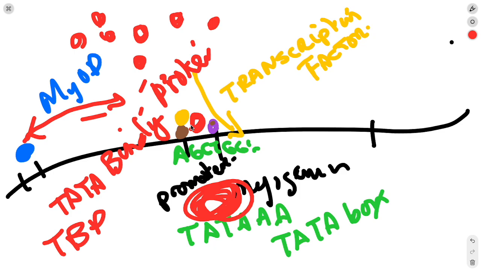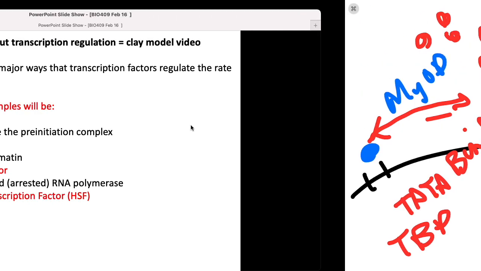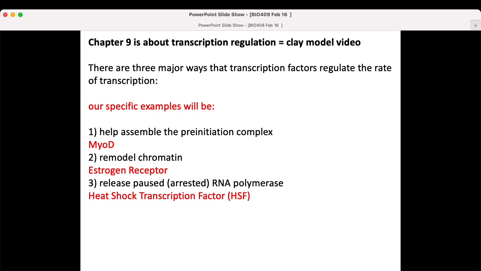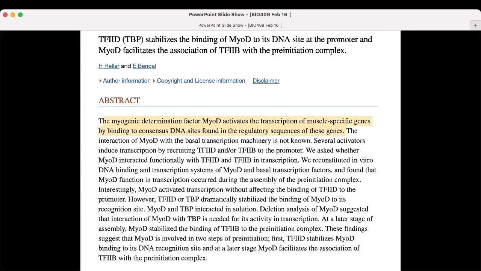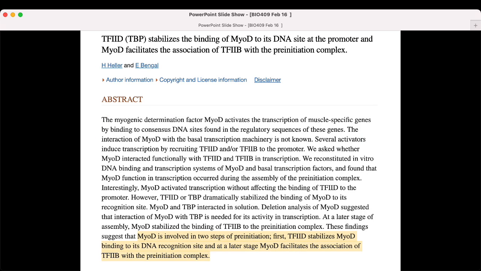And so then just to mention one more thing, these stories get kind of surprisingly complicated. Just to mention this one more time and then we'll be done mentioning this idea that these stories can be complicated. So here's this, right? The myogenic MyoD protein works by interacting with TBP, okay? And then down here, MyoD is involved in 2 steps of preinitiation.